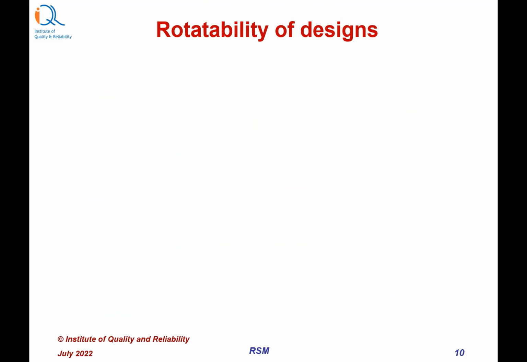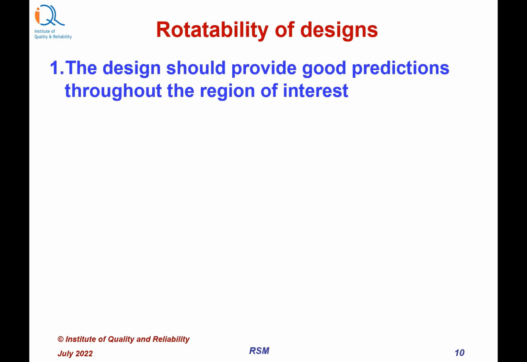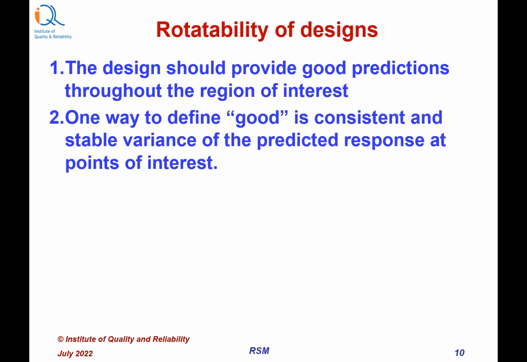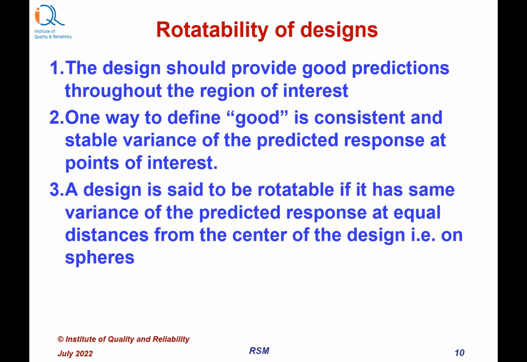One of the desirable properties of response surface designs is rotatability of these designs. The design should provide good predictions throughout the region of interest. One way to define good is consistent and stable variance of the predicted response at points of interest. And a design is said to be rotatable if it has the same variance of the predicted response at equal distances from the center of the design, that is on spheres.